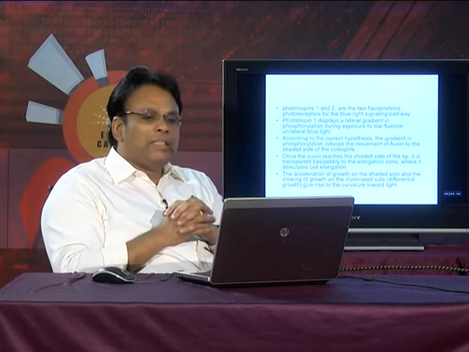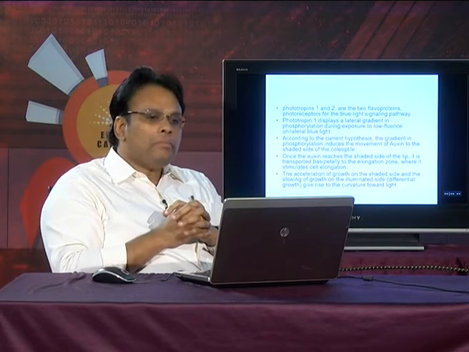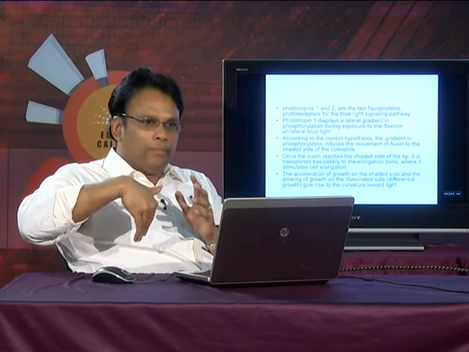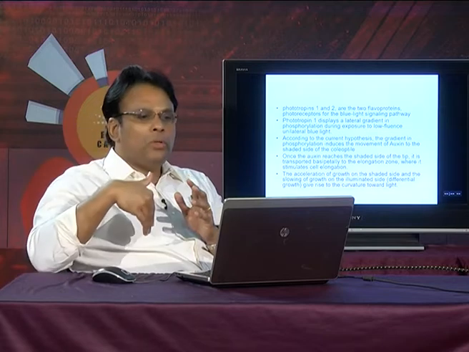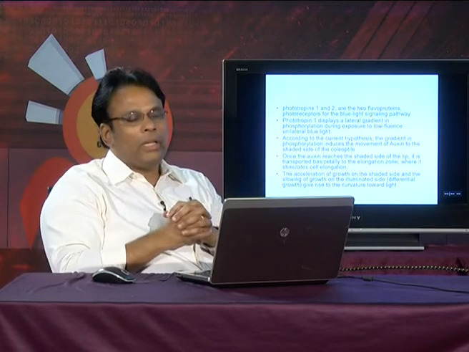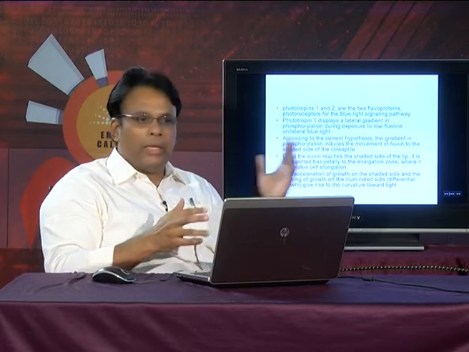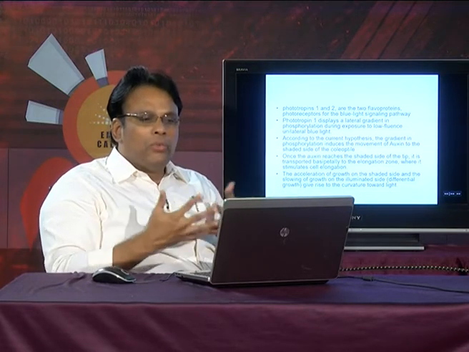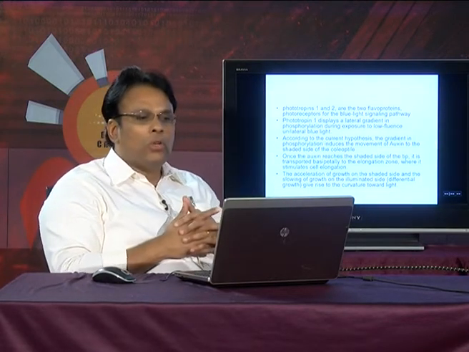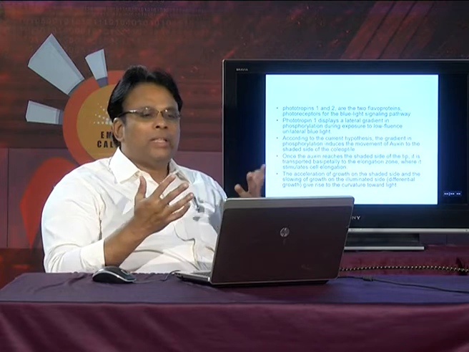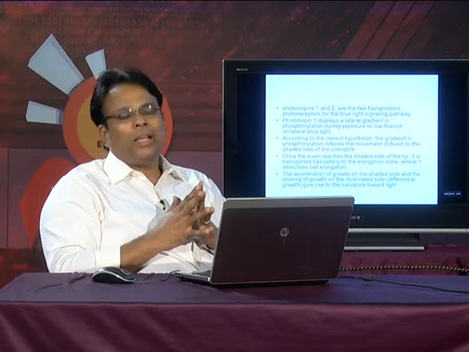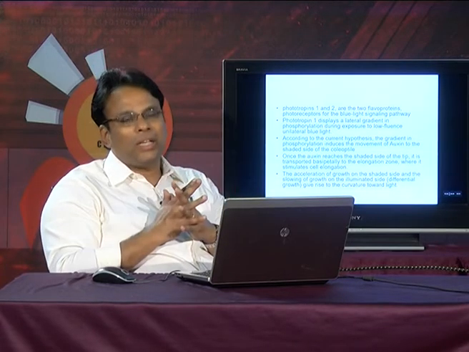Once the auxin reaches the shaded side of the tip, it is transported basipetally to the elongation zone, where it stimulates cell elongation, bringing about the elongation phenomena which we already described earlier. The acceleration of growth on the shaded side and the slowing of growth on the illuminated side give rise to the curvature, and that is how the curvature takes place.